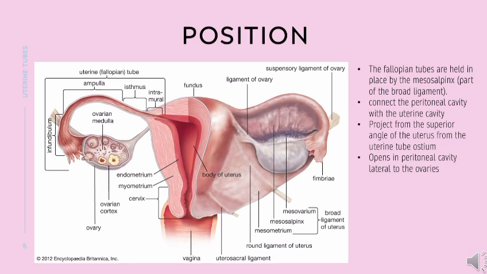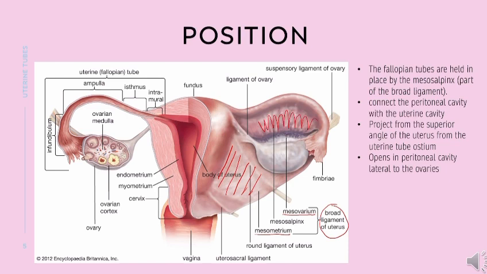The uterine tubes are located in the pelvis, alongside the other parts of the female reproductive system. They are held in place by the mesosalpinx, which is part of the broad ligament. Other parts of the broad ligament include the mesovarium and the mesometrium. The mesometrium holds the body of the uterus in place, meanwhile the mesovarium suspends the ovaries.